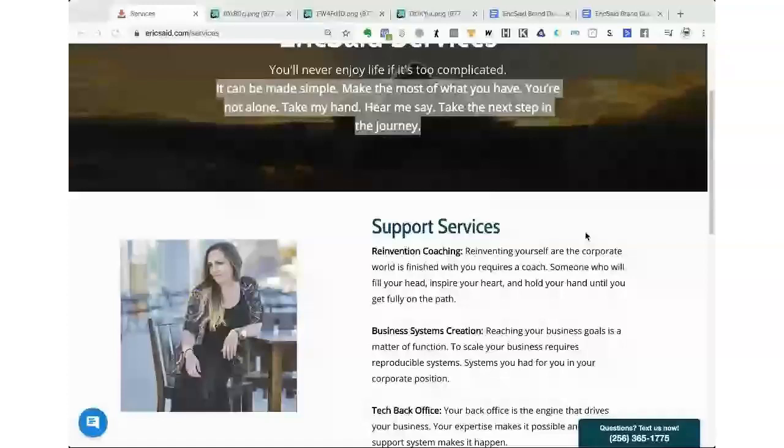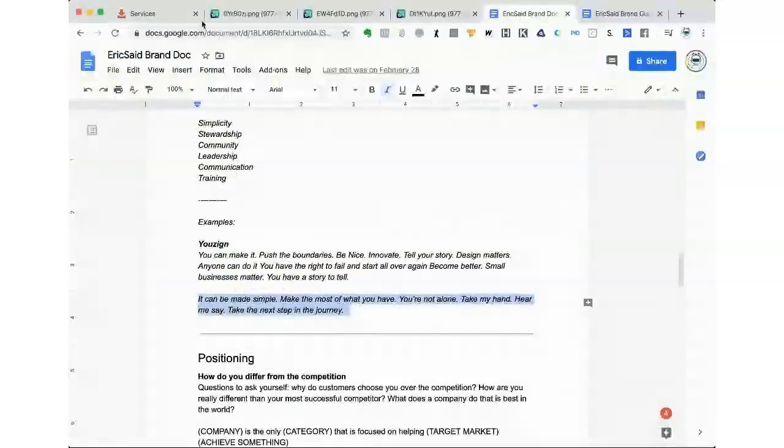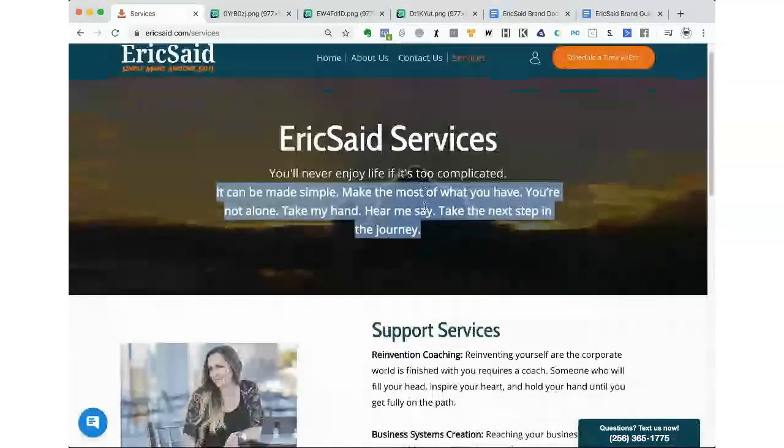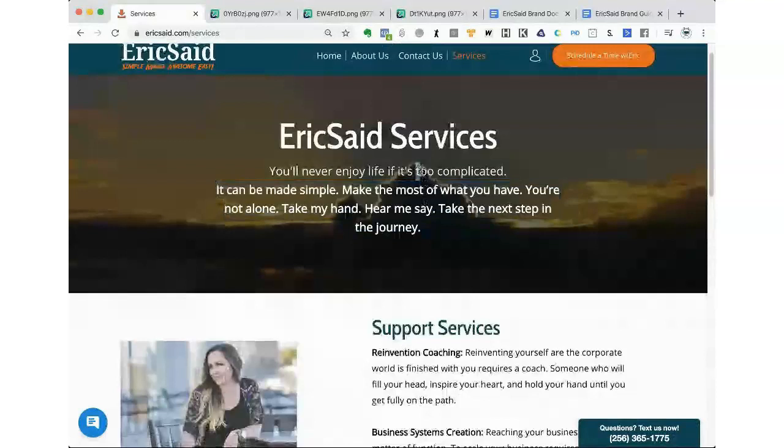All right, so we're going to put that statement at the beginning, and we took it from right down here, and we're going to put that on the services page. Again, I'm emphasizing when I use that phrase "too complicated." What am I doing? What's my tagline? So by doing that, am I creating consistency across those 4 pages?